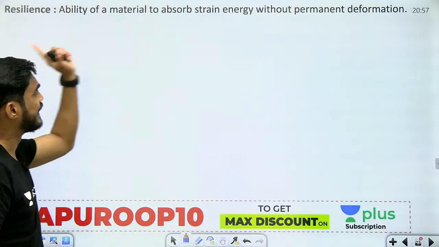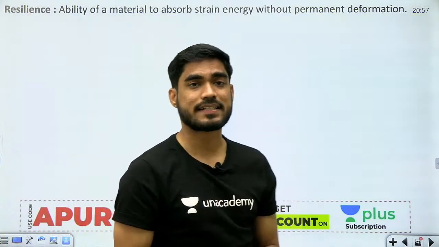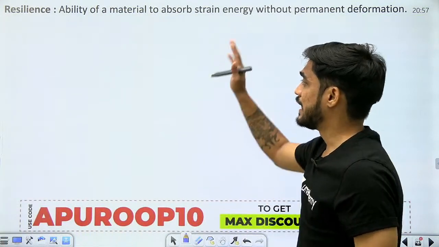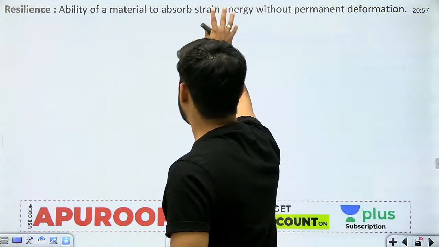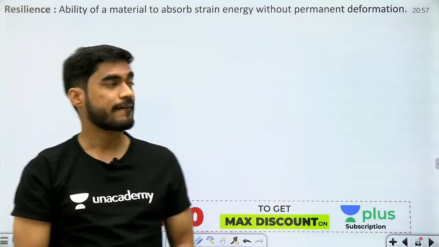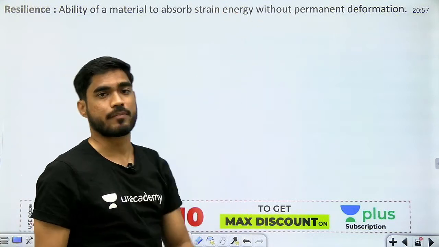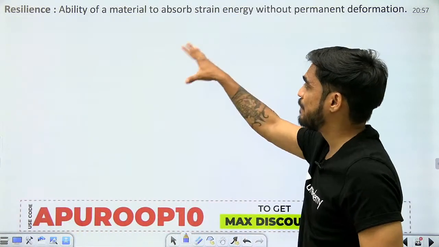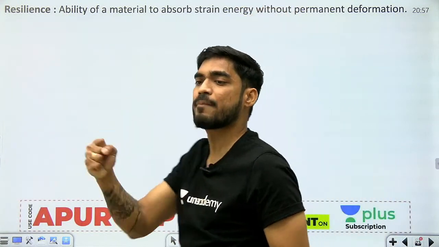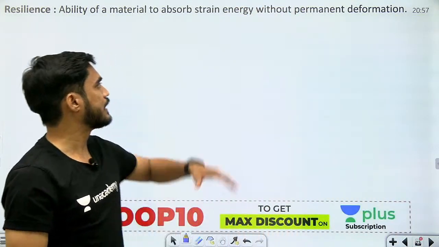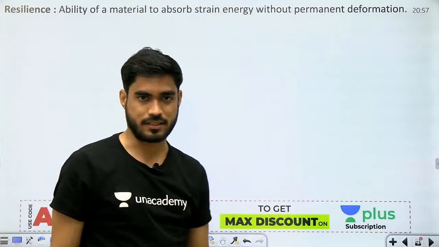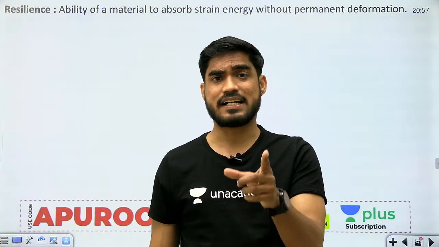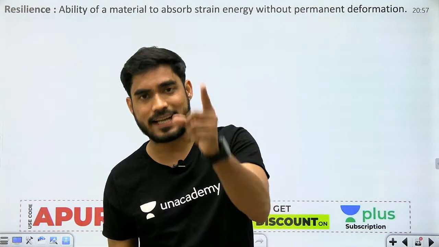Next is resilience. Now what is resilience? It is the ability of a material to absorb strain energy without permanent deformation. What do I mean by resilience? It is the ability of a material to absorb strain energy without permanent deformation. Understand it?